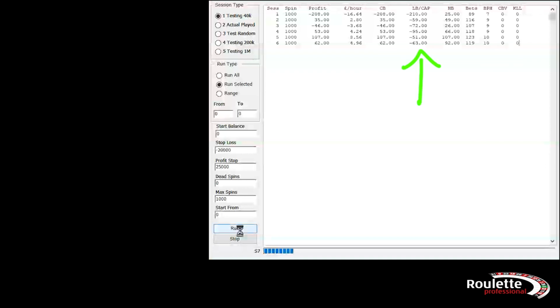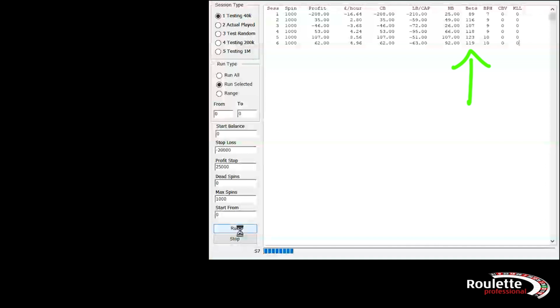The LB/cap column is showing the lowest balance or capital required for this session. We purposely set the start balance to 0, so this column effectively shows how much stake you would have needed to play a particular session. The HB or highest balance column is not always an indicator of profit. You can see on the first session, if we started with a 0 balance, then at some point in the session, it reached £25 profit, although it ended with a 208 loss. Interestingly so far, these tiny flat bets have all gone into profit at some point.